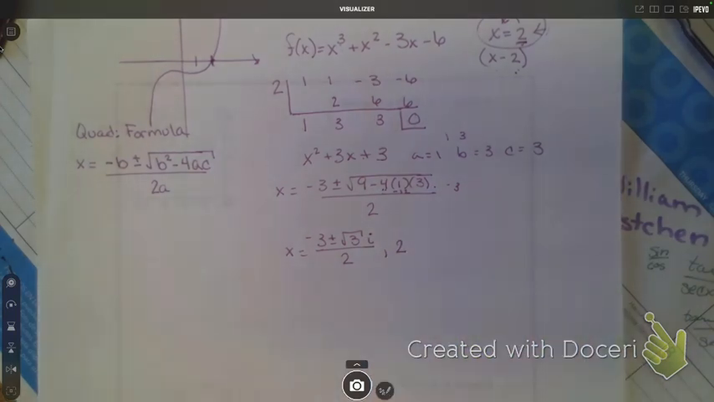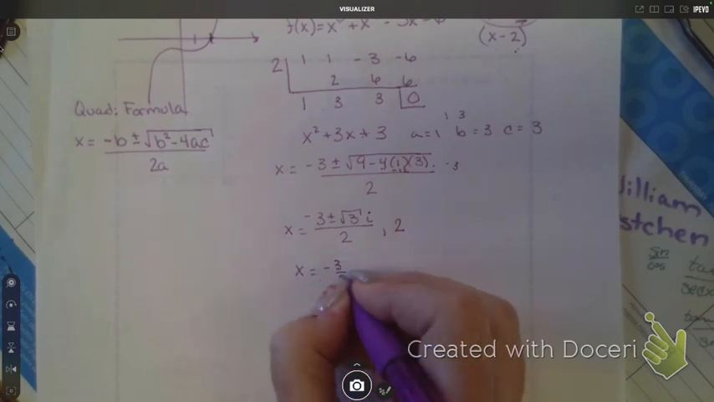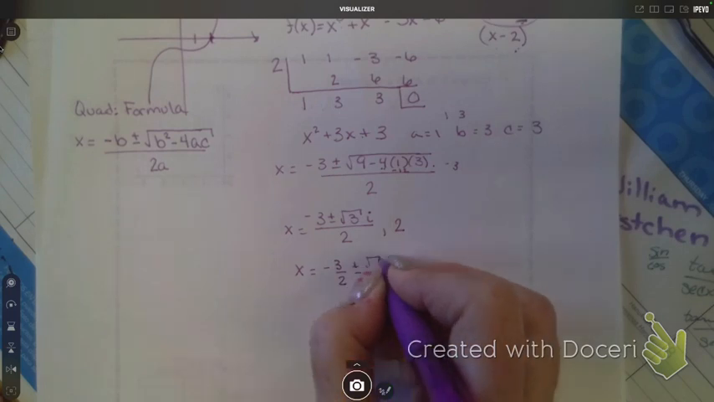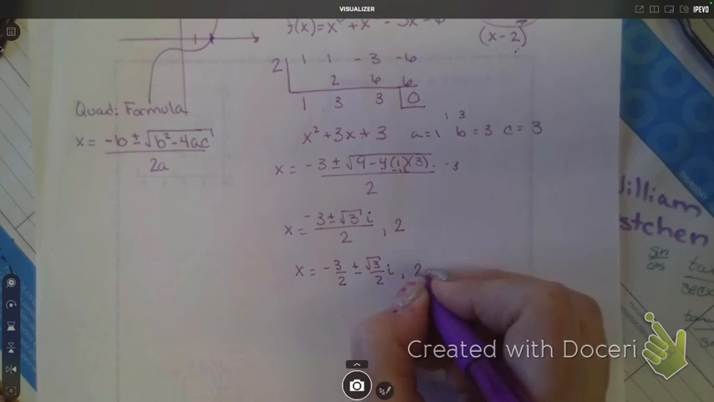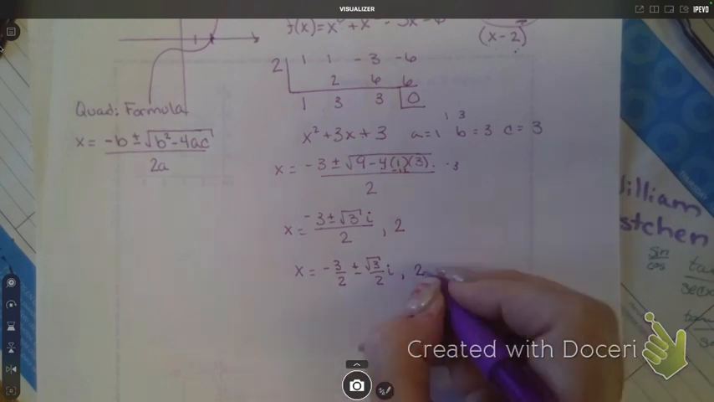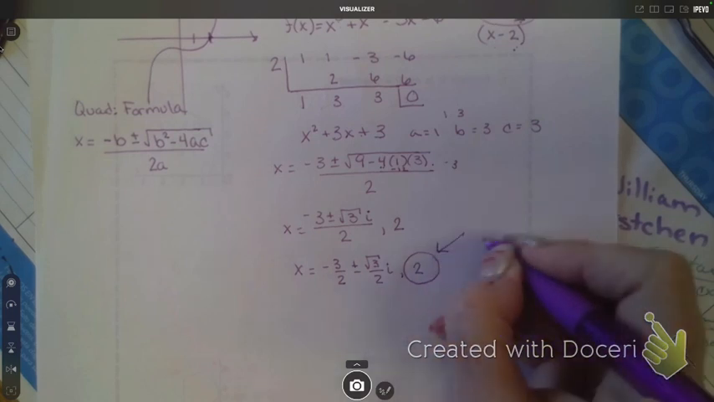Oh, and I probably should write this right. So x equals negative 3 halves plus or minus the square root of 3 over 2 i. What is the only real zero? Negative 2. This is real.